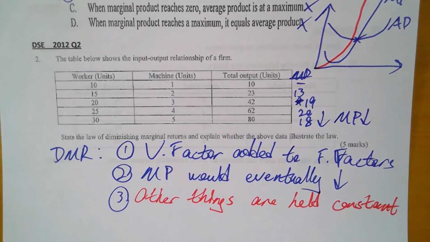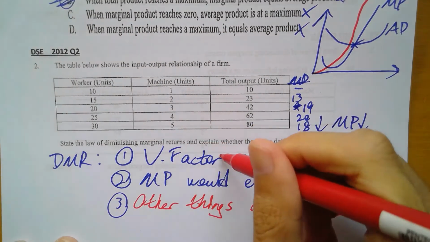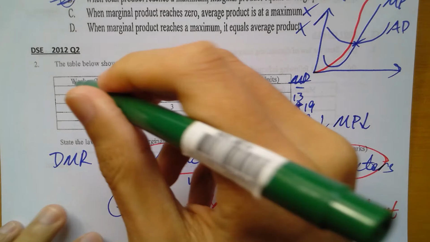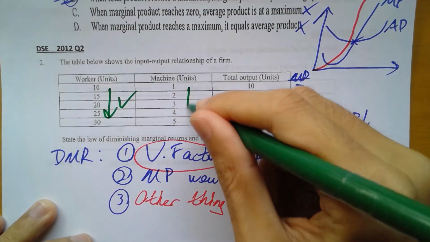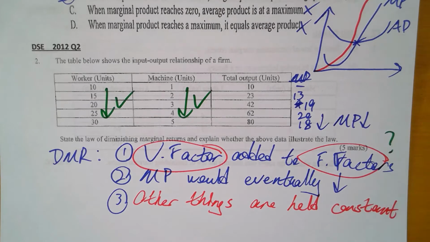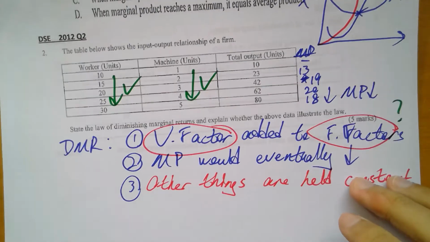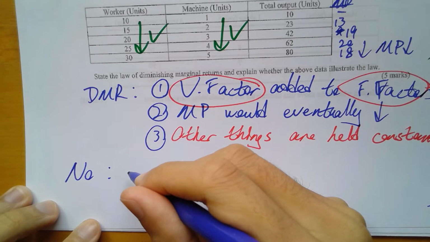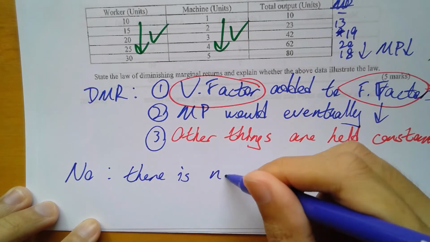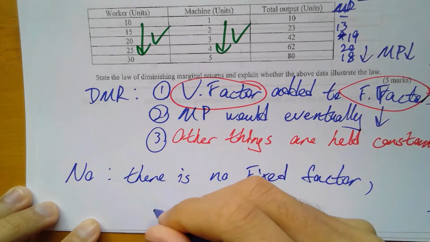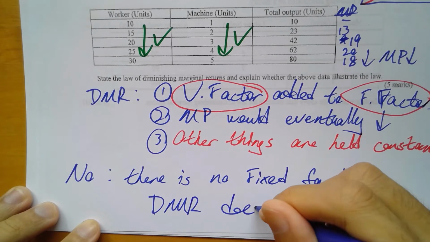So yes, but remember, as variable factors added in the fixed factor, the problem is here. From this table, we see variable. We also see variable. We don't see variable factors added to fixed factor. Where are the fixed factors? Okay, so actually the answer is no. The reason is simple, because there is no fixed factor. So DMR does not apply.